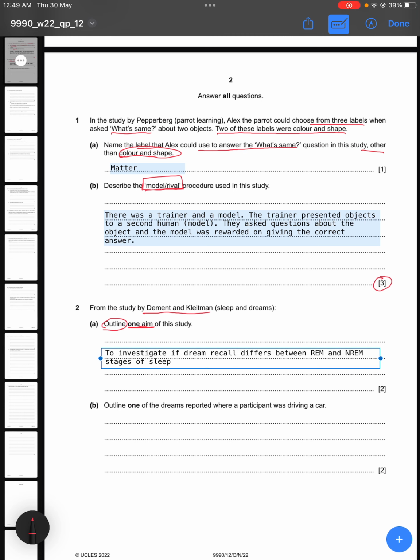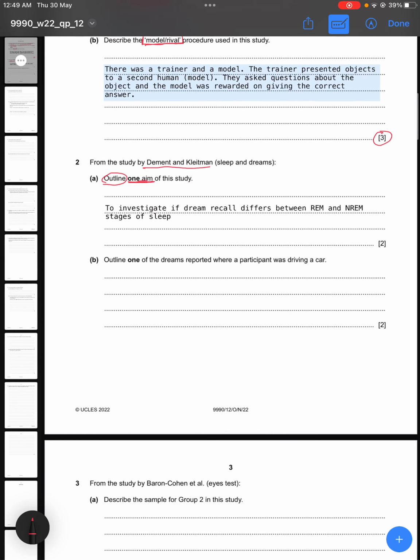You can write any other of the aims as well. There were 3 aims. You can write the other 2 as well. For example, to investigate if there was a positive correlation between estimates of dream duration and the length of REM sleep. You can also write to investigate if eye movement patterns were related to dream content. If you're writing only that to investigate dream recall and stages of sleep, or to investigate estimates of dream duration, or to investigate eye movements in dreams, you're going to get partial marks because you're not giving details of the aims.